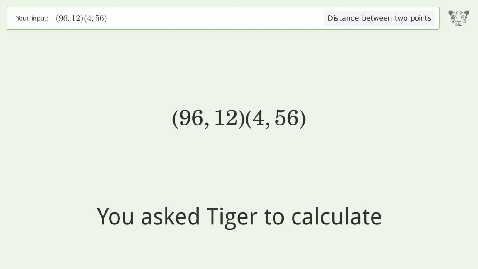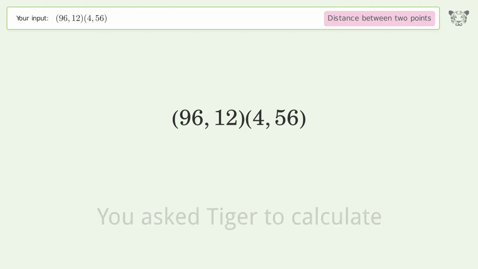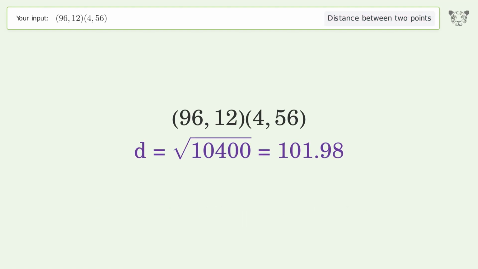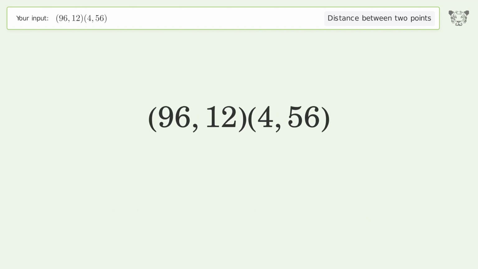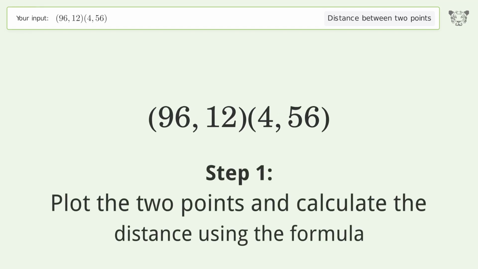You ask Tiger to calculate. This deals with the distance between 2 points. The distance between the 2 points is the square root of 10,400 or 101.98. Let's solve it step by step. Plot the 2 points and calculate the distance using the formula.